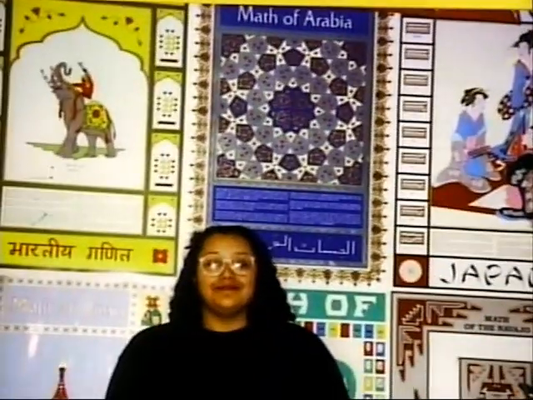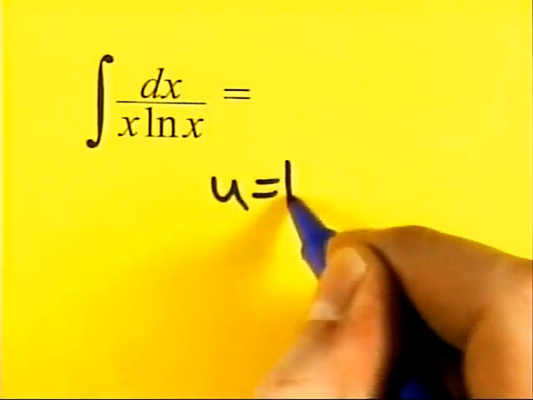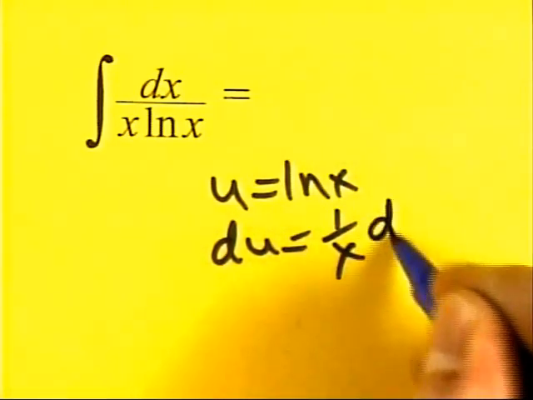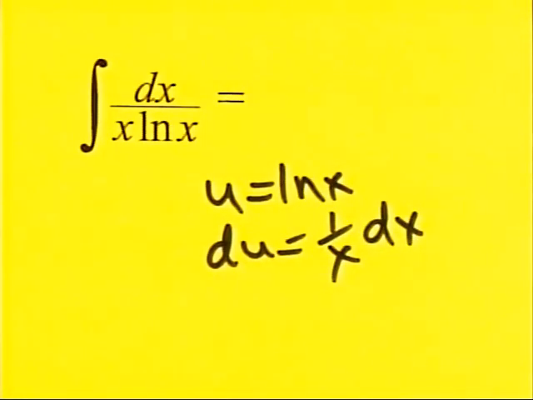Okay, so basically, u is equal to natural log of x, du is equal to 1 over x dx. That's excellent. So what do you want to do from here?